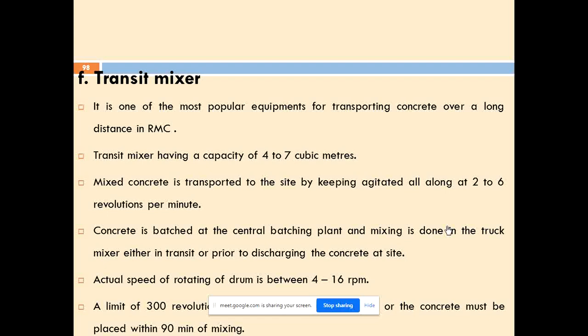Actually speaking, within 1.5 hours, that is 90 minutes of mixing, or within 300 revolutions of mixing, the concrete has to be placed at the site. That is, the concrete has to be transported to the site. So there are two conditions: within a limit of 300 revolutions, or within 1.5 hours of mixing, the concrete has to reach the site. That is why admixtures, that is retarders, are added. Retarders are slow-setting admixtures. Why are retarders added? Because the concrete has to be transported over a long distance. If you do not add a retarder, the concrete will set immediately. So by adding a retarder, the setting is delayed until it reaches the construction site.